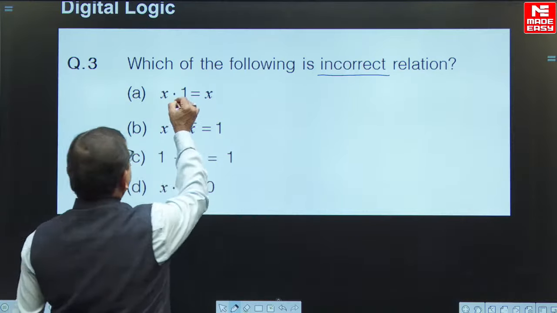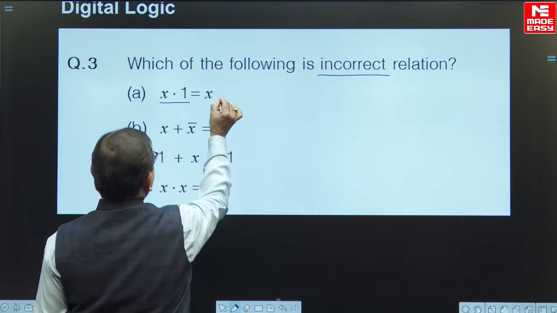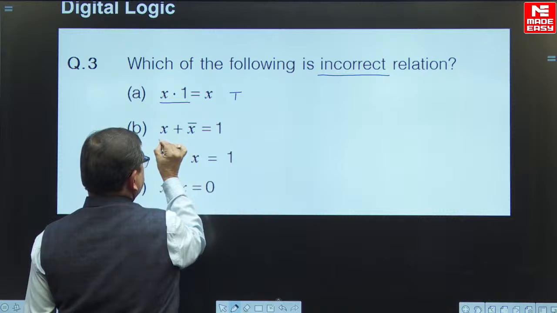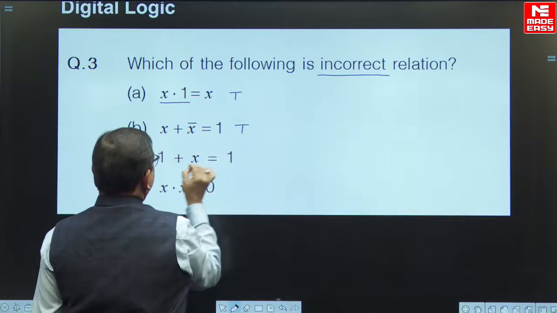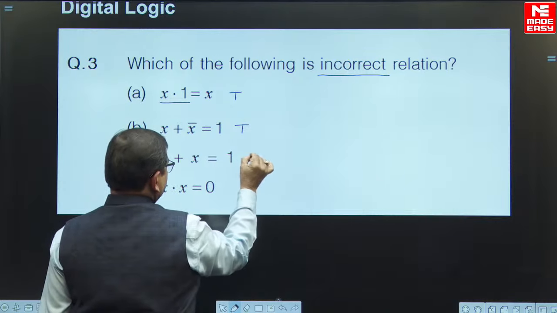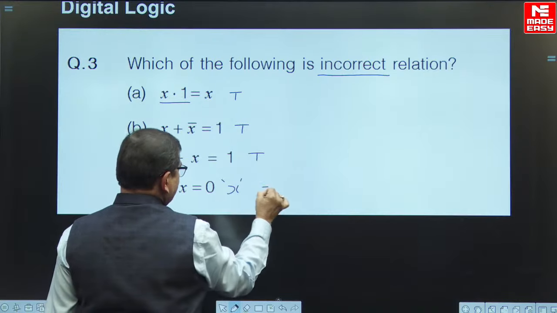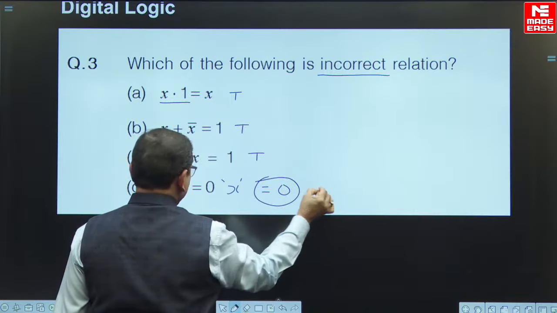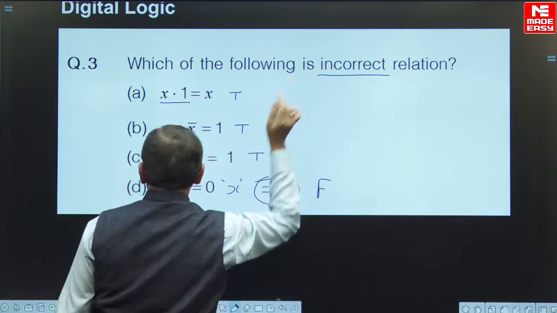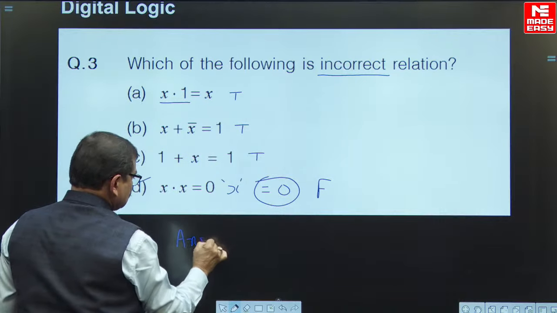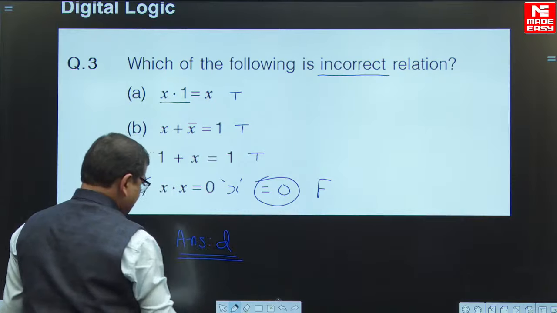If you look here, x AND 1 is x. So it is true. From the basic knowledge of Boolean algebra, x OR x bar is true. 1 OR x is 1, it is true. x AND x must be x, but it is given as 0, so that is false. We need to identify which is incorrect. Incorrect is option D. So the answer to this question is option D.